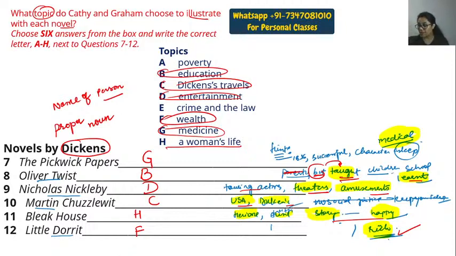So this is how we are going to write. Identify the keywords. Now as you can see, I have identified the keywords and highlighted them, so my answers are all correct. Right? So these are the answers in series: G, B, D, C, H, F. I hope it is clear to everybody.